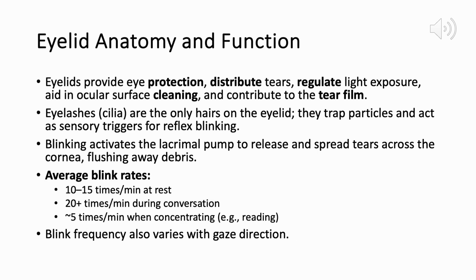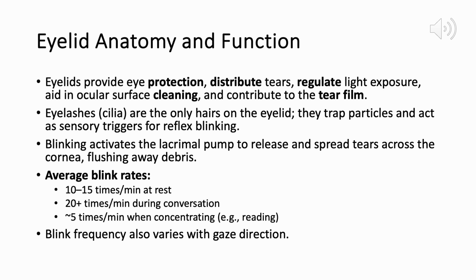The eyelids play a critical role in eye protection, distributing tears, regulating light exposure, cleaning the ocular surface, and maintaining the tear film. Eyelashes, or cilia, are the only hairs on the eyelid. They trap particles and serve as sensory triggers for reflex blinking. Blinking activates the lacrimal pump, helping to release and spread tears across the cornea, which clears debris.